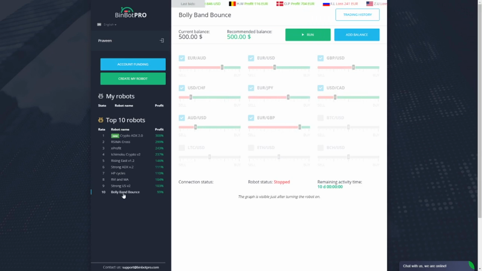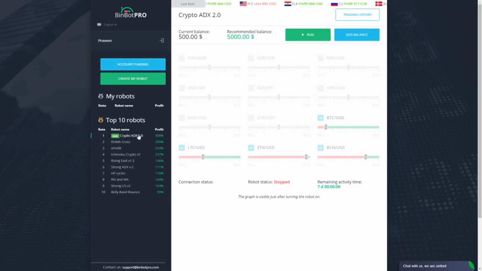The first thing you should take into consideration is to try your best to choose the robot which has the highest profit margin. For example, crypto ADX has the highest profit margin, so crypto ADX would always be your first preference when you want to choose robots. But then comes the next question. You should always check out the recommended balance over here. Can you see the button over here, recommended balance? So you should always consider the recommended balance.